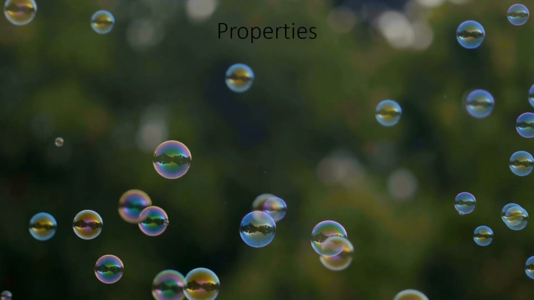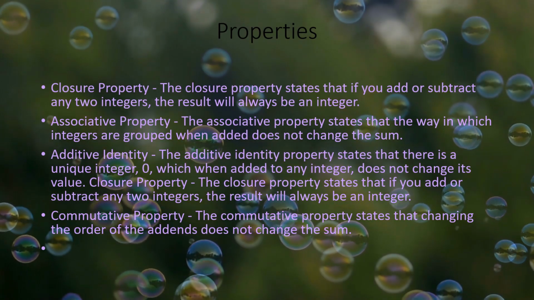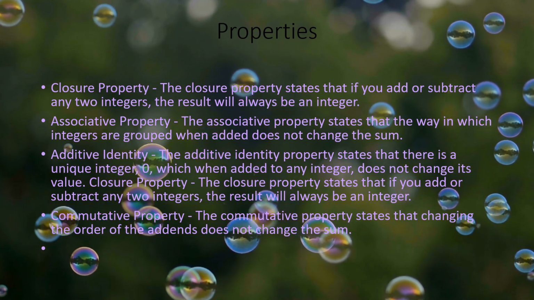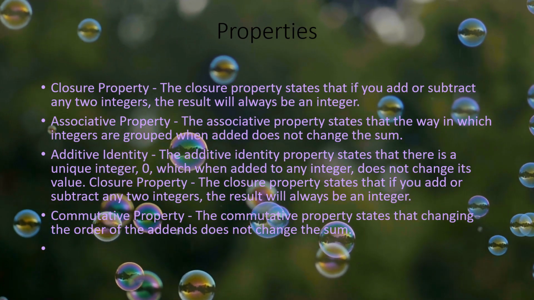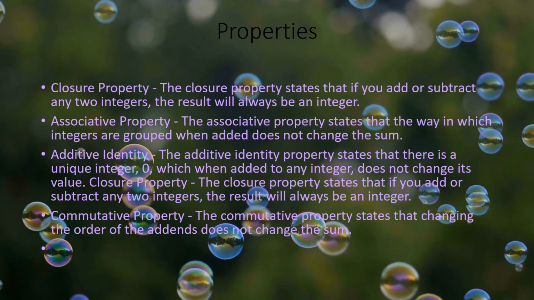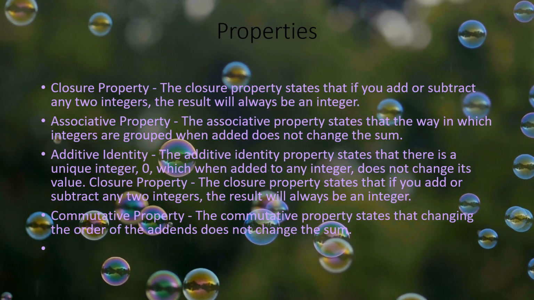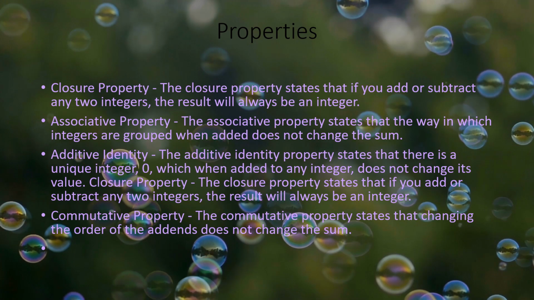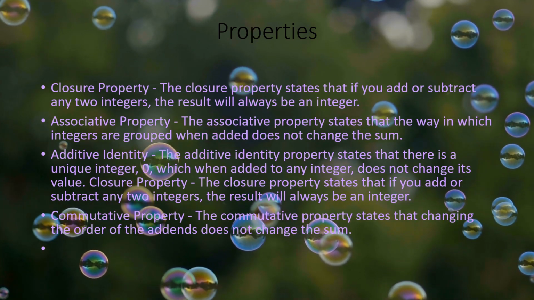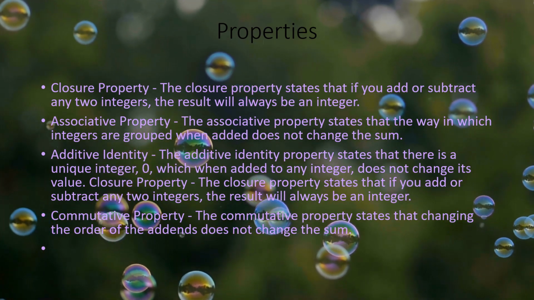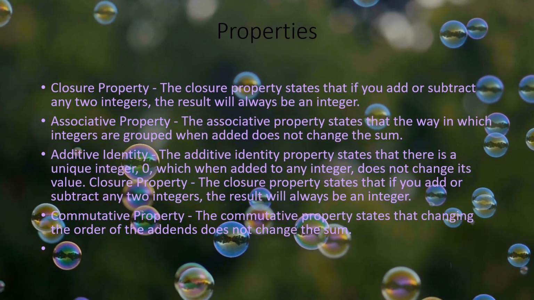Properties. Closure property. First, let's discuss the closure property under addition and subtraction. The closure property states that if you add or subtract any two integers, the result will always be an integer. This means that the set of integers is closed under addition and subtraction. Let's look at some examples to understand this better.